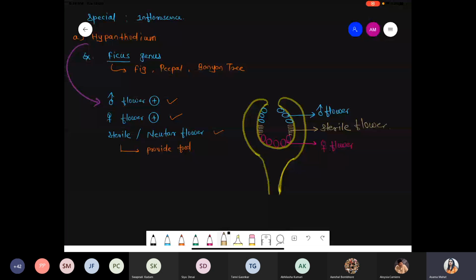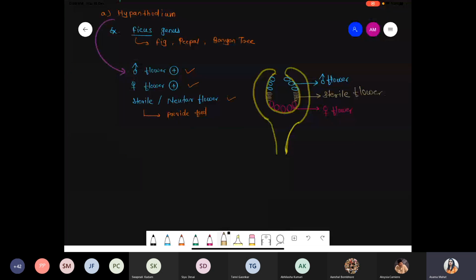And in case of the hypanthodium, these are very special conditions where three different types of flowers are present within one set, that is, in a cluster. Male flower towards the mouth area, female flower towards the base, and between male and female, sterile or neuter flowers are present, which provide food to the insect. So this part we'll discuss in the pollination part. Okay? So the first special condition is hypanthodium.